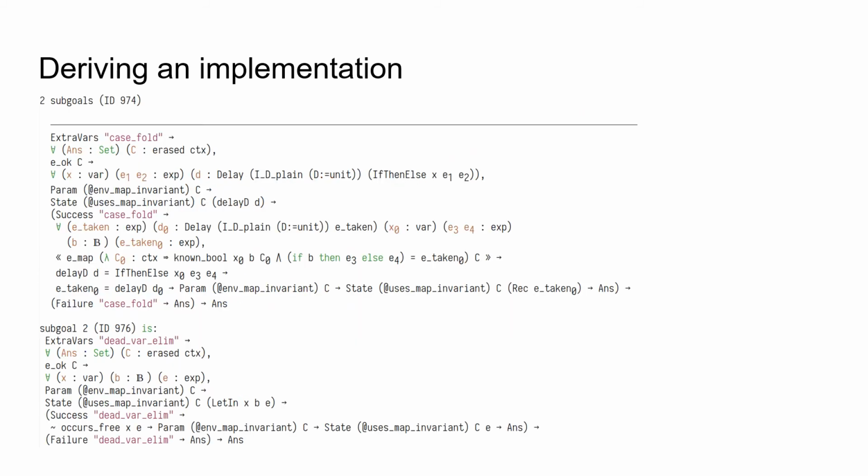After running these tactics, what remain are the following 2 proof obligations. This first proof obligation is basically the tool's way of asking the user to explain how to implement the case folding transformation using the helper data structures that they specified. This hole is given a fancy dependent type, which prevents the user from filling it with an incorrect implementation. Similarly, the second goal is the tool's way of asking the user to explain how to implement dead variable elimination, and again, the types prevent the user from making a mistake.